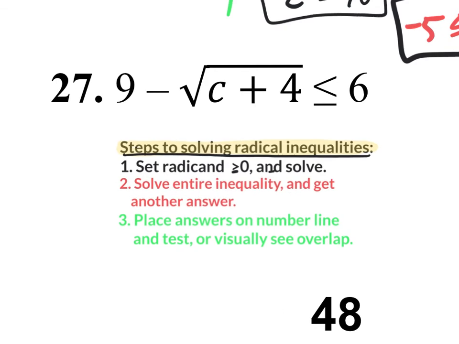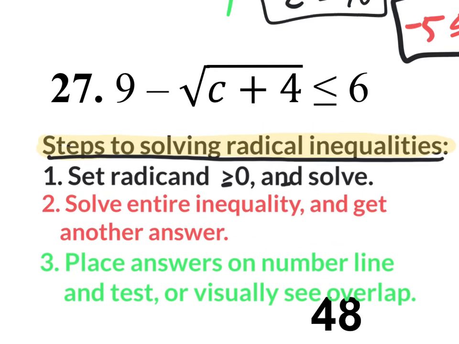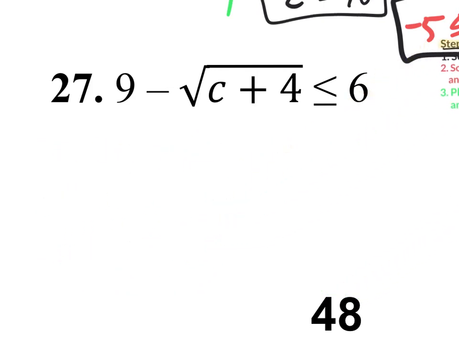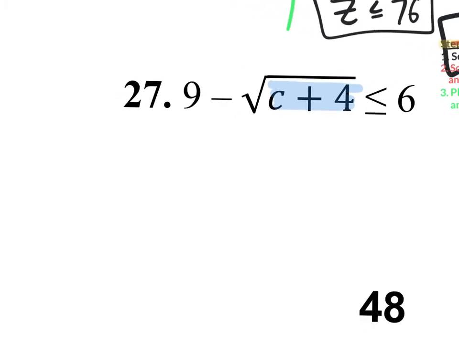27. All right, here are the steps. Step 1, set your radicand to be greater than or equal to 0 and solve. All right, so what is my radicand value right here? C plus 4. Right, C plus 4. Thank you, Melissa. So we have C plus 4. Let me do it a little bit over here on the side. C plus 4. We're going to set that to be greater than or equal to 0.